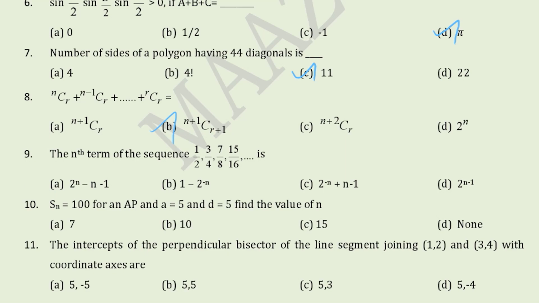Next, the nth term of a sequence 1 by 2, 3 by 4, 7 by 8, 15 by 16, etc. is. Answer is option B. Next, Sn equal to 100 for an AP and a equal to 5 and d equal to 5, then the value of n. Answer is option D. Next, the intercepts of the perpendicular bisector of the line segment joining 1, 2 and 3, 4 with the coordinate axis are. Answer is option B.